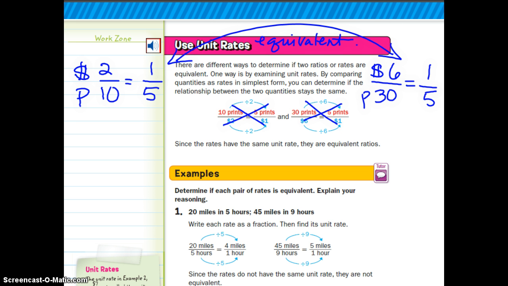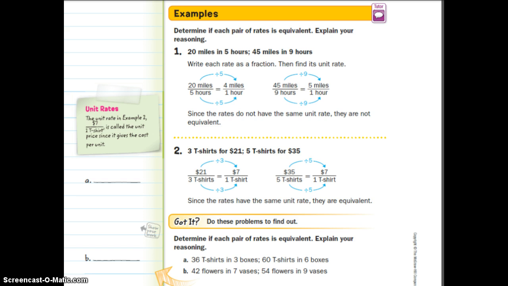Alright, let's look at example number 1. In example number 1, we're going to determine whether they're equivalent. So we have miles per hour. Miles per hour. Miles and hours. Let's see, is that a ratio or a rate? Well, miles is distance and hours is time. Those are two different units. Therefore, this is a rate.